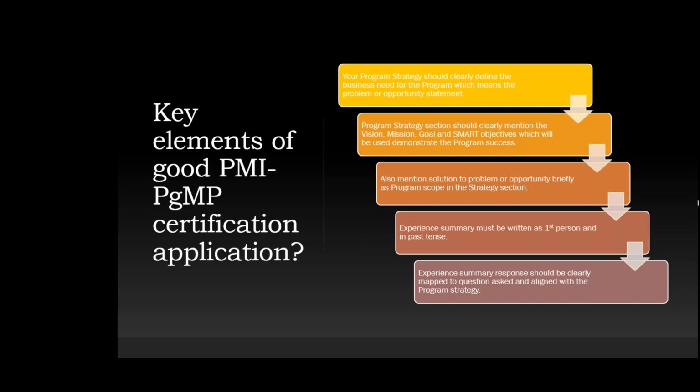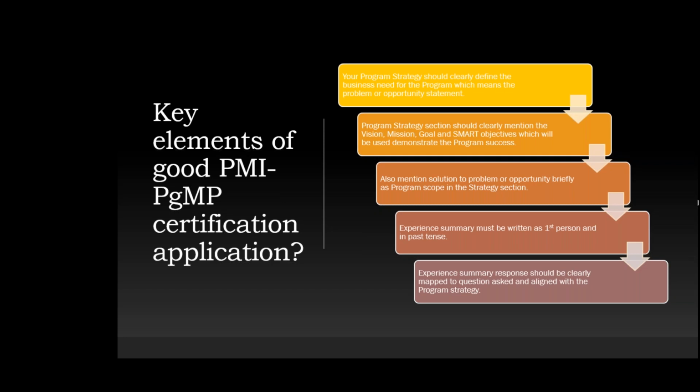The second key element is that your program strategy section should clearly mention the vision of the program, the mission of the program, the goals of the program, and the SMART objectives which will be demonstrated for the program's success. SMART objectives basically means specific, measurable, attainable, realistic, and time-bound. Many people do not understand the difference between goals and objectives. If your application is not SMART, not clearly measurable, I'm again going to reject your PgMP application.